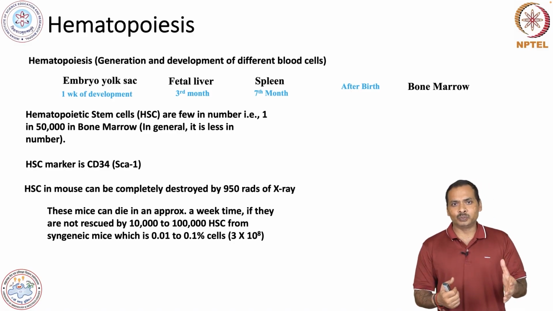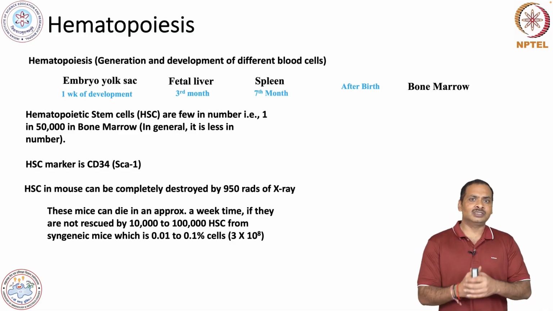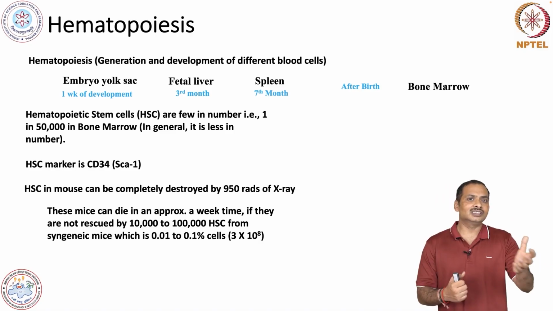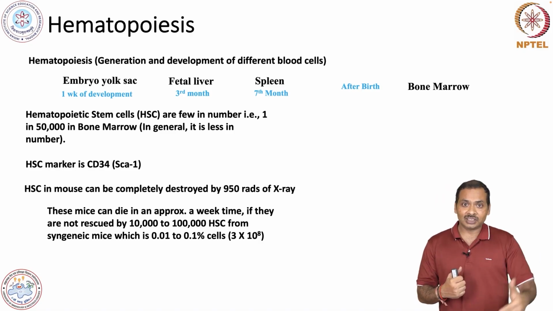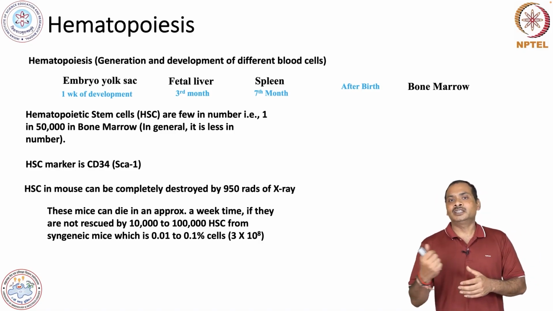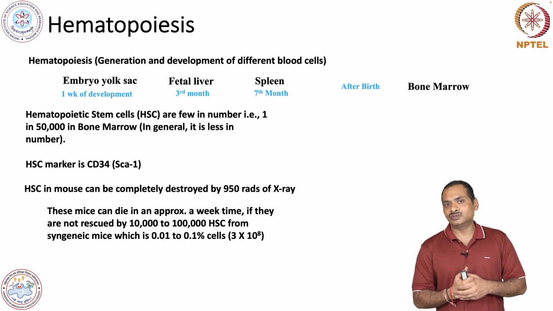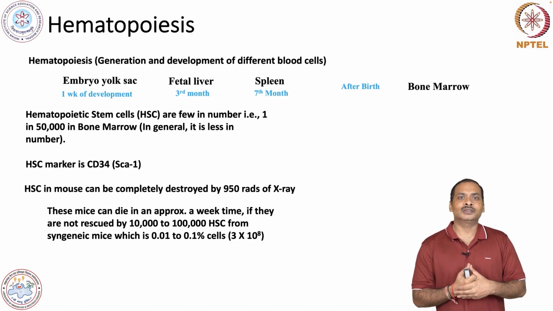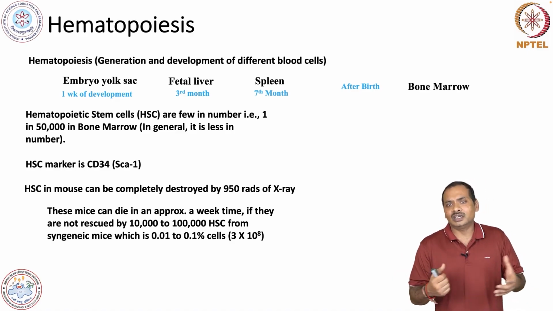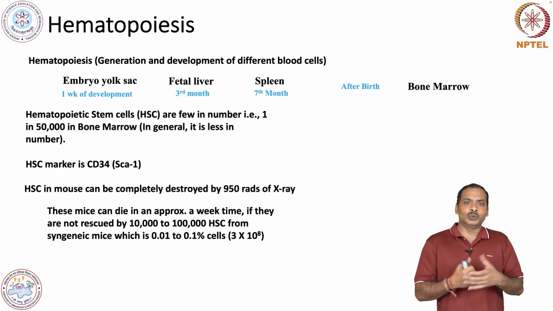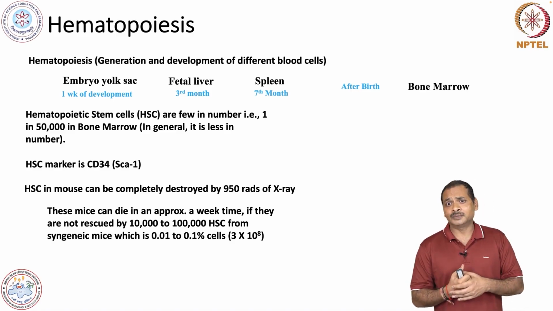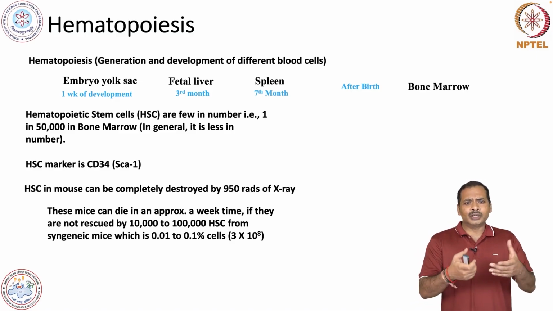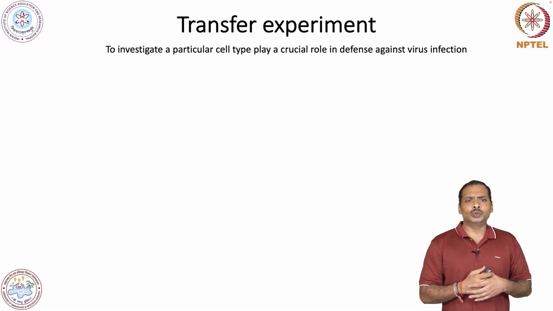And if you have a group of mice which is irradiated with X-ray, these mice will not survive after irradiation, but you can rescue them by taking hematopoietic stem cells from syngeneic mice and transferring them into these mice. So you can rescue them. And this number of cells is very small, about 10,000 to 1 lakh, which is approximately 0.01% to 0.1%.